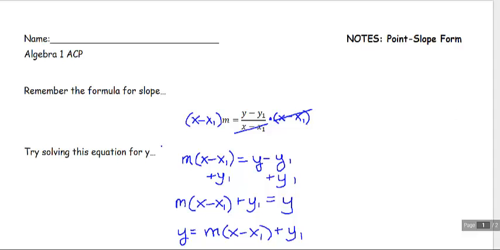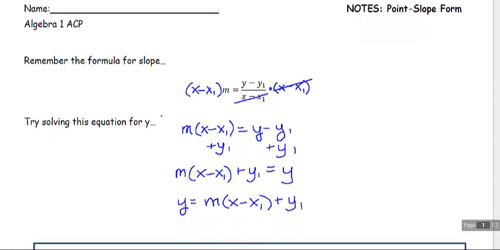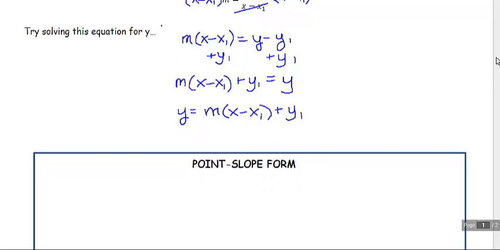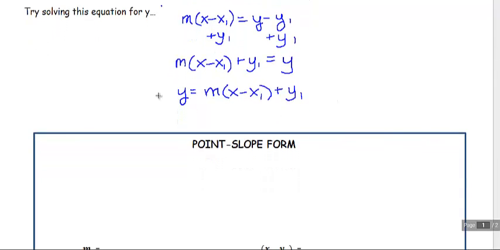So what we just did was put this slope formula into a form so that it's solved for y. And why do we like to do that? Because that's how we like to work with functions. We like to have the output in terms of the input. This is what point-slope form looks like. So I'm going to write this in.